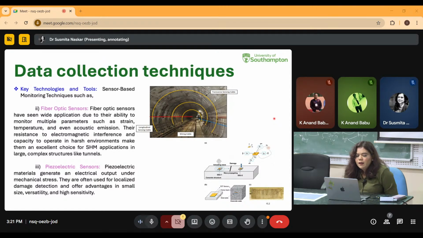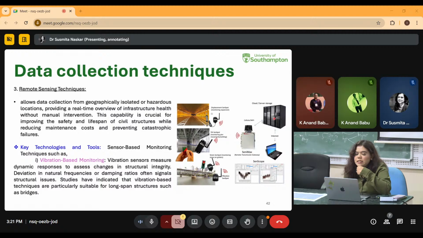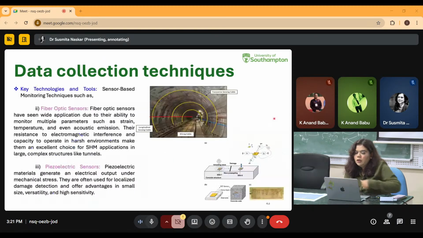So again, as I was saying, if we go back to the previous one, when we talk about the remote sensing technique, there are several keys and technologies which we use. Vibration-based monitoring is definitely one of those very important ones which we use a lot. But then there are also other ones. I think all of you, if you are working on structural health monitoring, must be aware of all this. Then the second one is the fiber optic sensor.